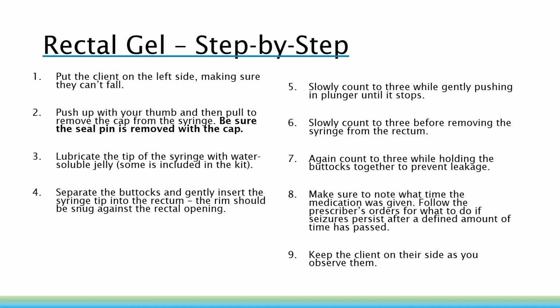Separate the buttocks and gently insert the syringe tip into the rectum. The rim should be snug against the rectal opening. Slowly count to 3, 1, 2, 3, while gently pushing the plunger until it stops. Slowly count to 3 before removing the syringe. 1, 2, 3.